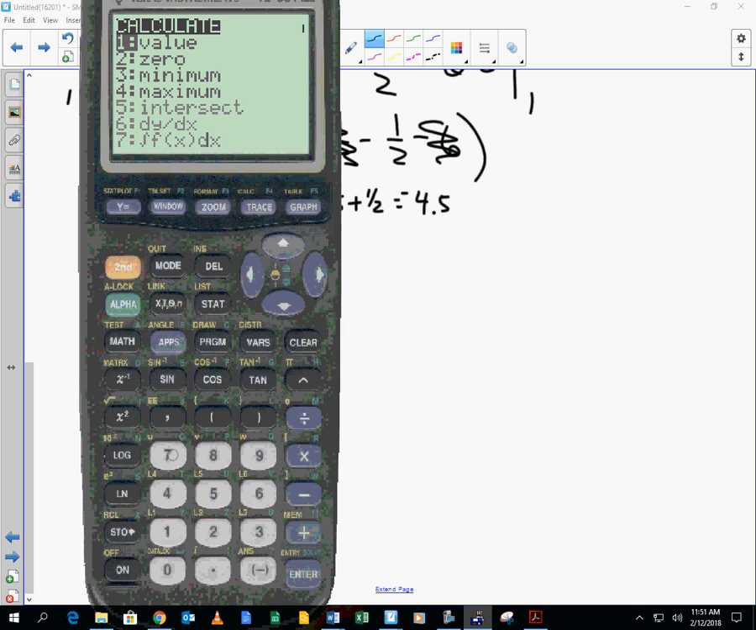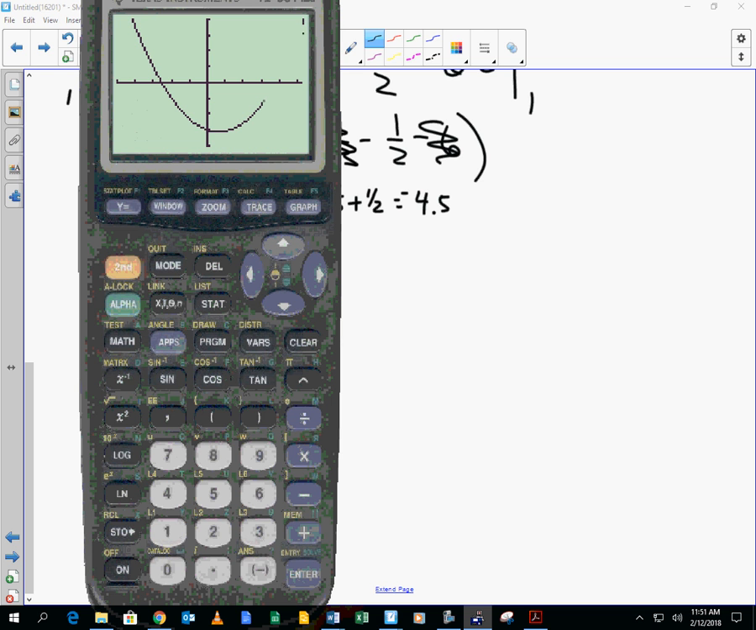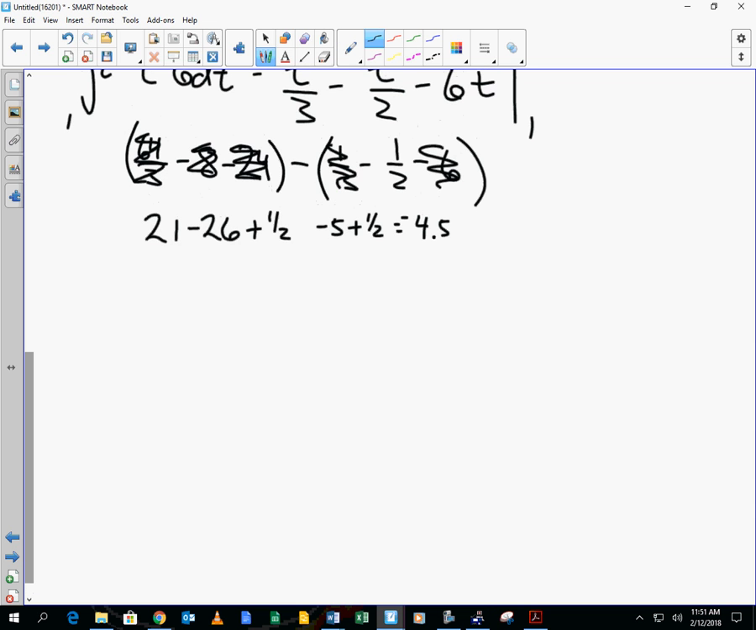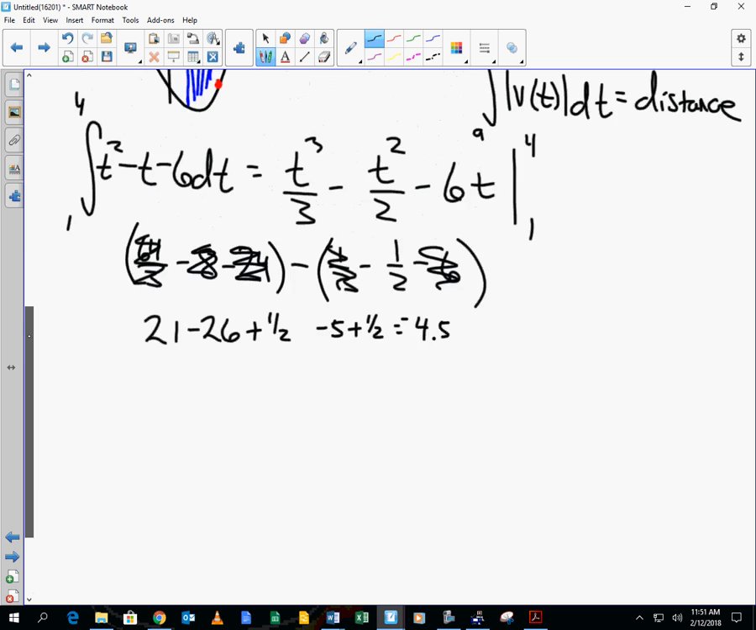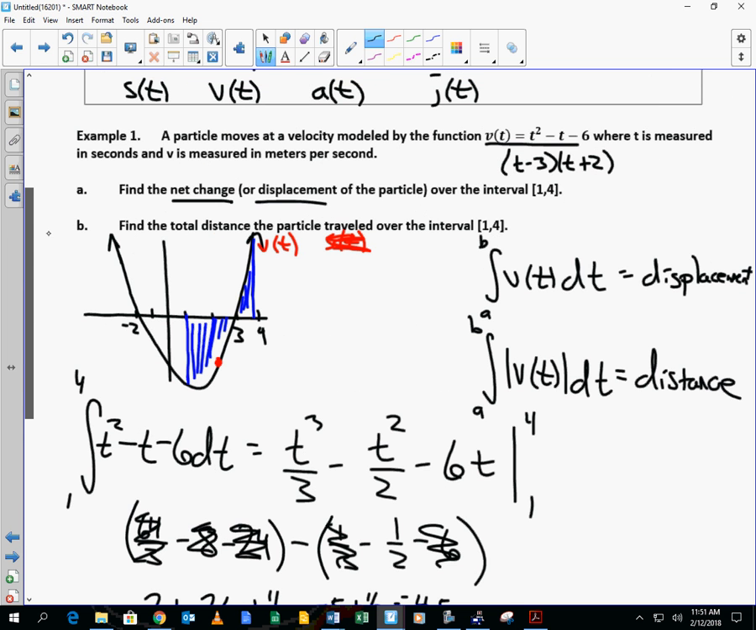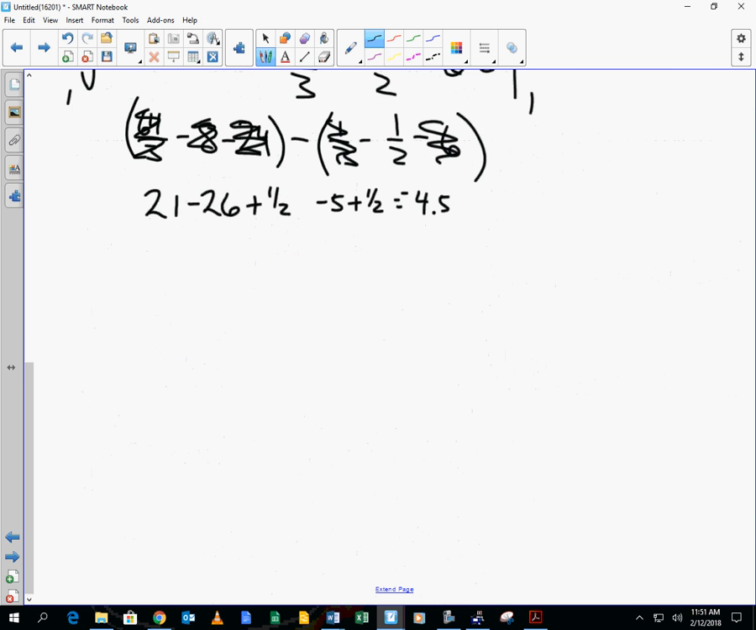Second calculate, number 7. 1, 4, negative 4.5. Okay. Now, we need a label here. What is our distance? Meters per second, so therefore it would be negative 4.5 meters. Y'all good? Okay, so this is the second piece that we're going to do.